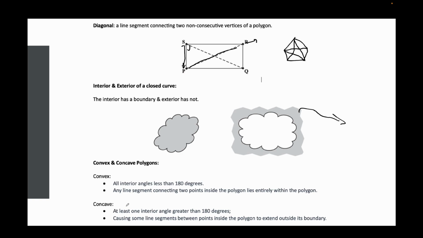So what is concave? At least one interior angle should be greater than 180 degrees, causing some line segments between points inside the polygon to extend outside its boundaries. For example, let's take this polygon. This particular angle is greater than 180 degrees. As you can see, a straight line is 180 degrees, so this is greater than 180 degrees. This causes some line segments between points inside the polygon to extend outside its boundaries. You can see that these are extending beyond its boundaries. So this is the difference between a convex and a concave polygon.